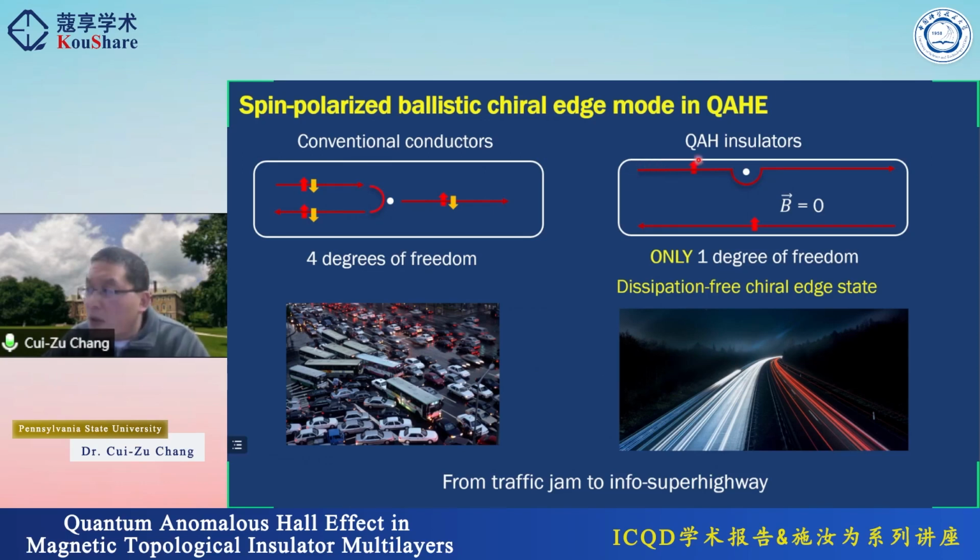But in quantum anomalous Hall insulators, there is only one degree of freedom, the spin-polarized chiral edge state. As I just told you, we call it the chiral edge state. The electrons in conventional conductors look like cars and buses in a traffic jam, and the electrons in quantum anomalous Hall insulators look like traffic on the highway. The chiral edge state in quantum anomalous Hall insulators gives us a good platform for next-generation energy-efficient electronic and spintronic devices with low power consumption, and it can also be used in topological quantum computing.